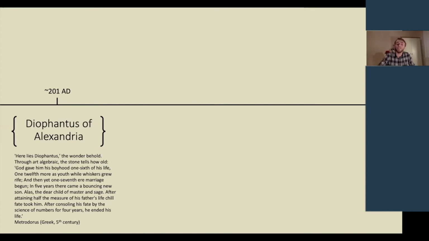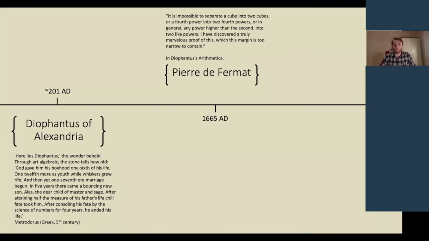The second character is Pierre de Fermat, and everyone knows his quote, which he wrote in the margin. It's impossible to separate a cube into two cubes, or a fourth power into two fourth powers, or in general, any higher power than the second into two like powers. I have discovered a truly marvelous proof of this, which this margin is too narrow to contain.